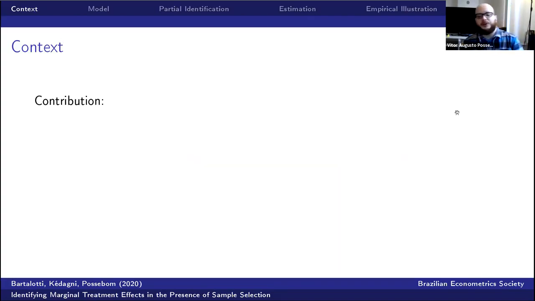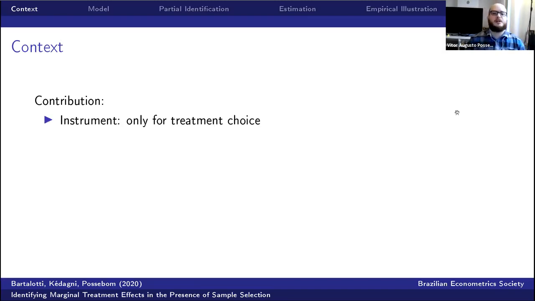And as our contribution, I would like to highlight 3 points of our paper. So first, we only require an instrument for treatment choice. We believe this is important for the applied researcher because especially in labor economics, it's very hard to find an instrument for sample selection. Basically, finding something that is excludable from wages when you're analyzing employment seems quite hard to find.